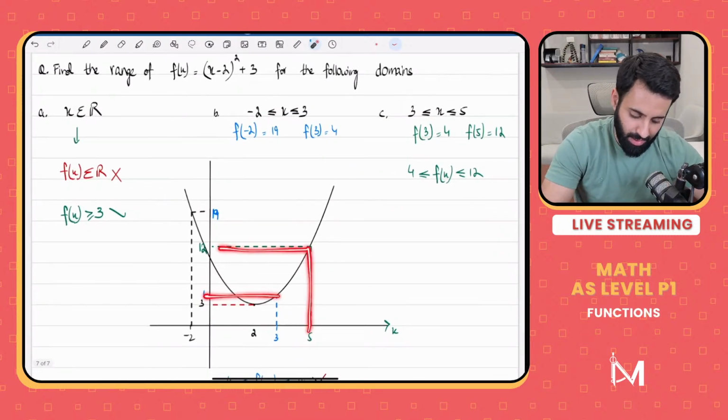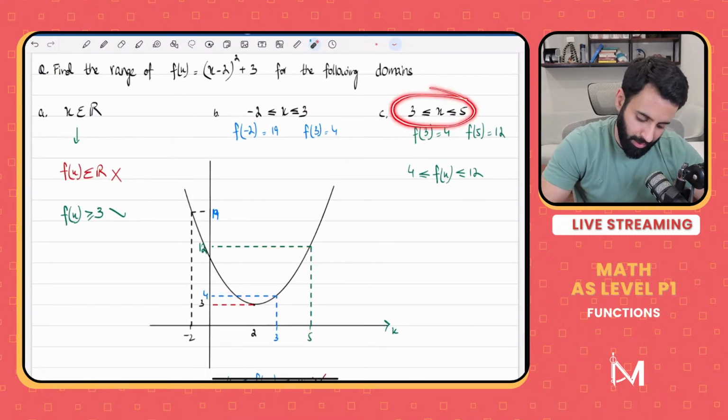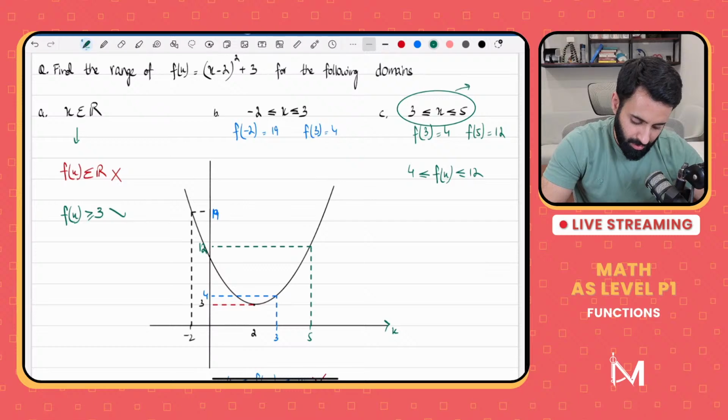Why? Because as per this domain, the function is a one-to-one function. If we just look at this domain, it's a one-to-one function. And if we look at this domain, then as per this domain, this is a many-to-one function.